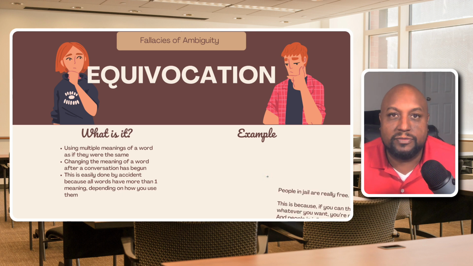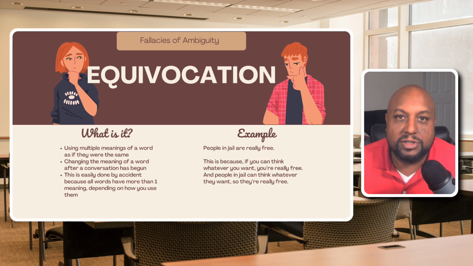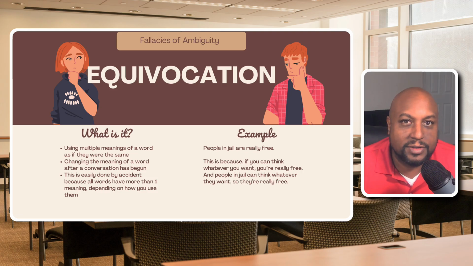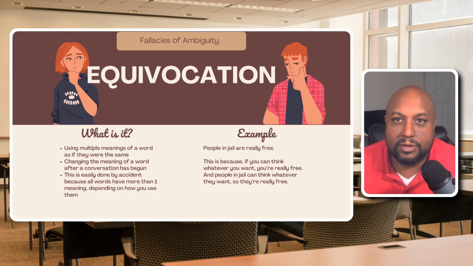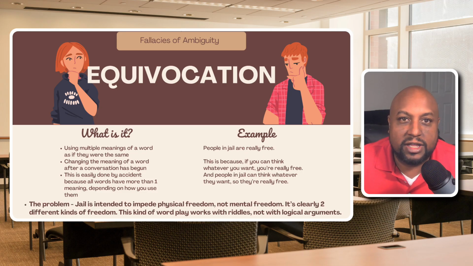All right, so here's an example of equivocation. People in jail are really free. This is because if you can think whatever you want, you're really free. And people in jail can think whatever they want, so they're really free. Okay, so the reason this is equivocation is because jail is intended to impede physical freedom, not mental freedom, right? So it's clearly two different kinds of freedom. We can't just use the word freedom in two different ways and be like, people in jail are free. No, they're not. People in jail are not free. That's why they're in jail. They're not. So this kind of wordplay works with riddles, but it does not work with logical arguments.